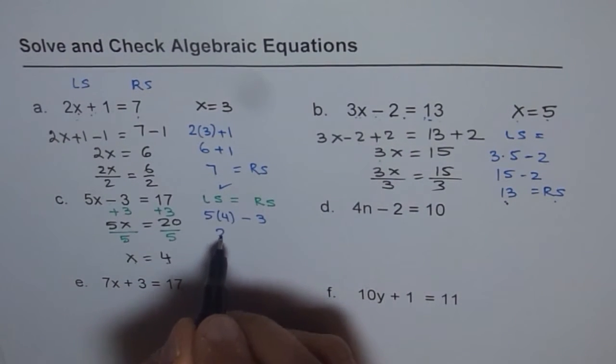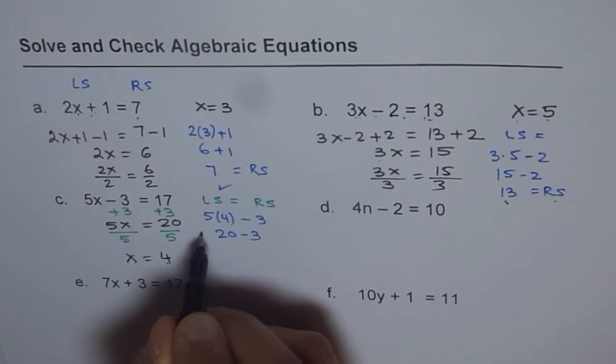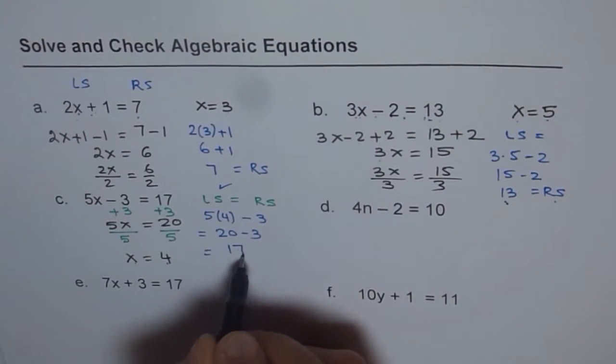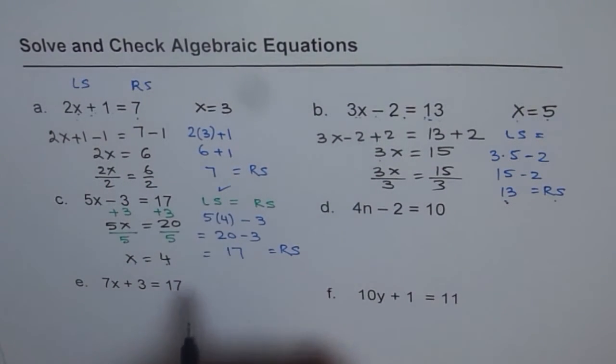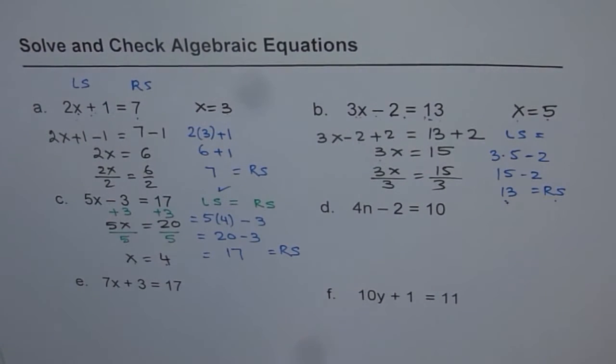5 times 4 is 20. 20 minus 3 is equal to 17. That is equal to the right side. So we have checked that the left side equals the right side. Correct? So that is how we do it.